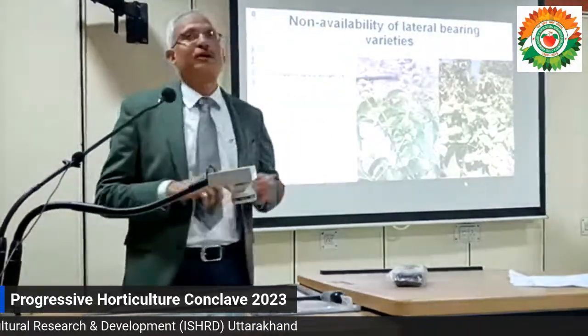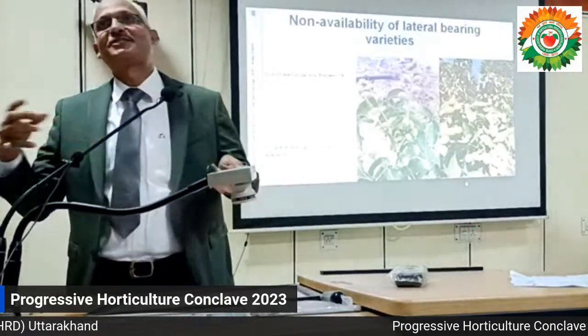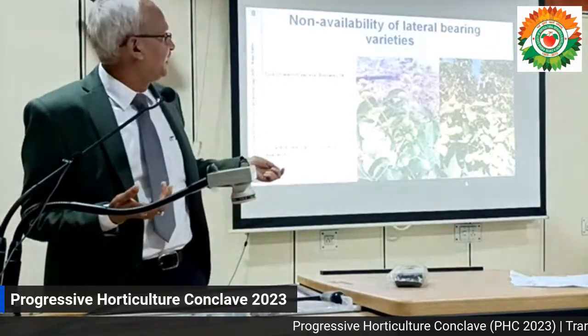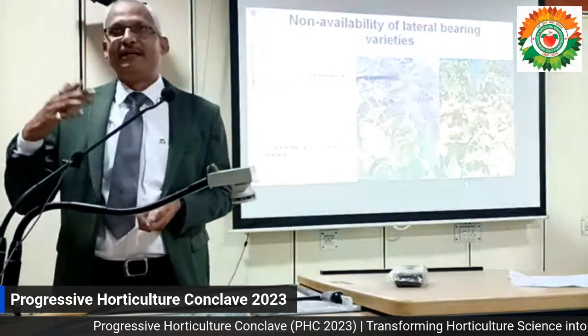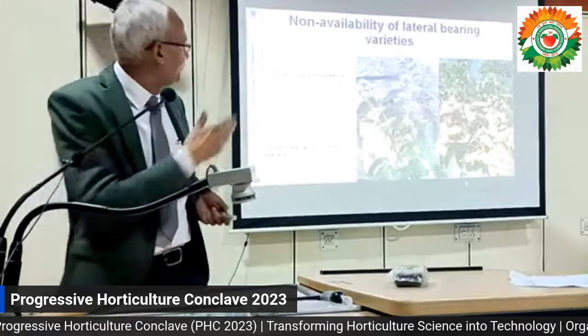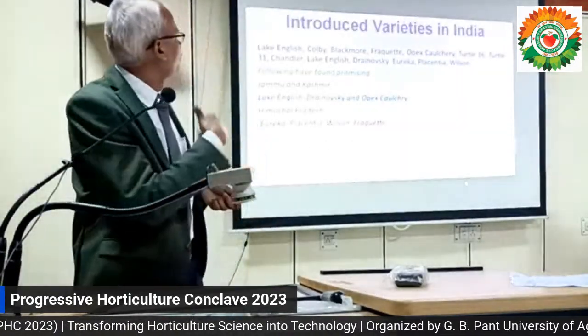This is the photograph of Turkey. This is the lateral bearing walnut. We don't have such a kind of variety. They are having high yield per tree, but we are having between 30 to 40 kg per tree. So because we don't have such varieties, we have some introduced varieties.